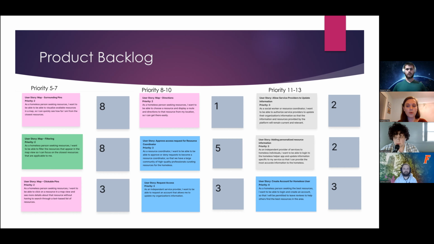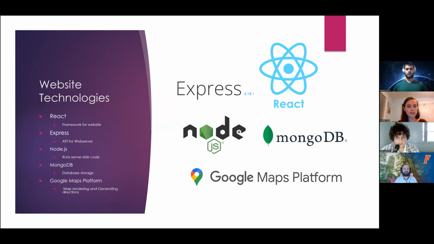During planning poker, we gave both of these user stories 8 story points each, since we will need to learn to use the Google Maps API to complete them. We gave the next user story, creating clickable pins for the map, 3 story points, since we expect this will be fairly simple once the map is in place. And now I'll turn it over to Thor, who will discuss the technologies we plan to use.